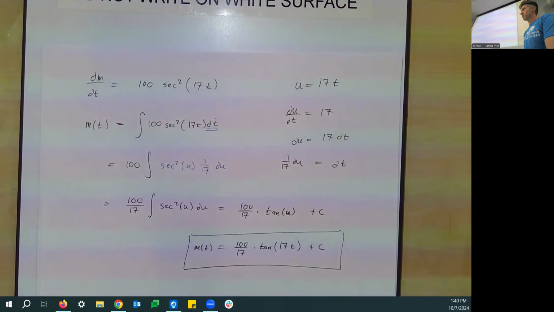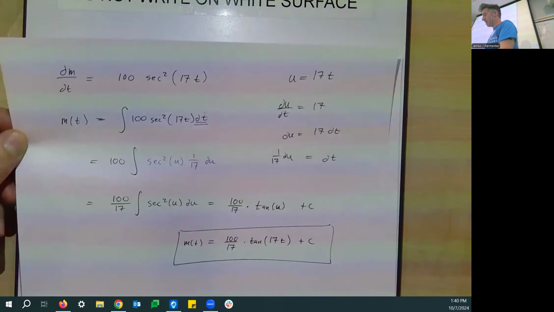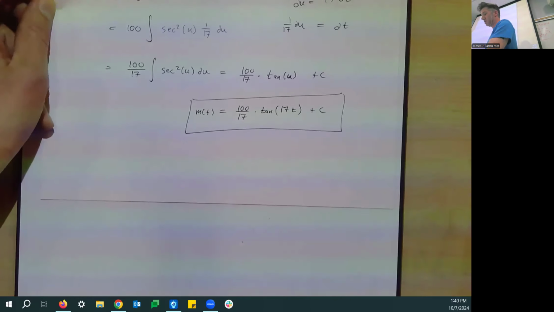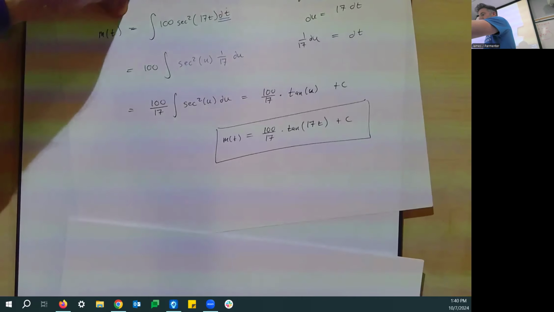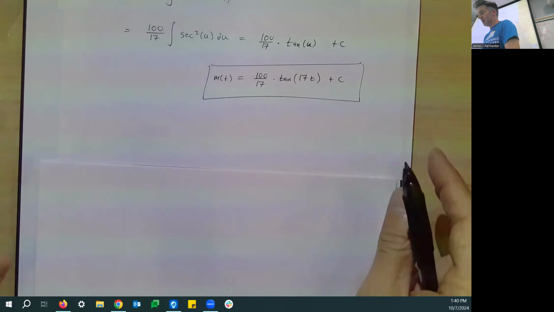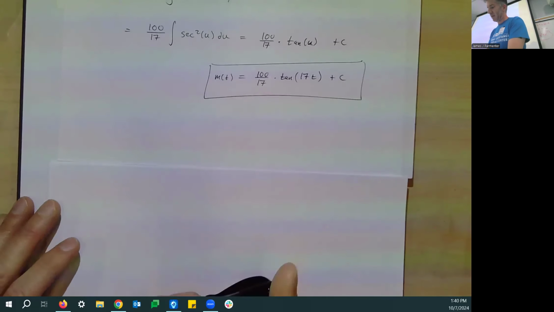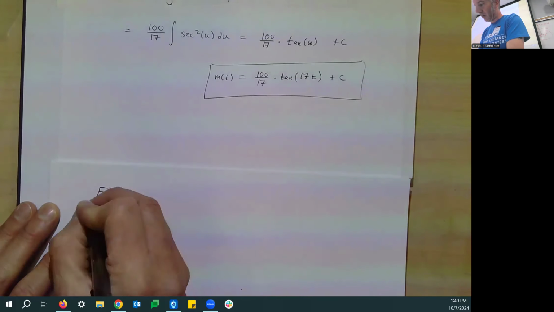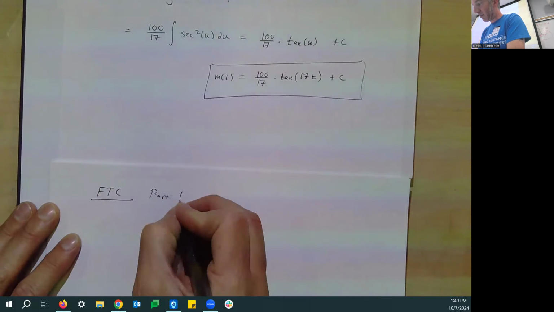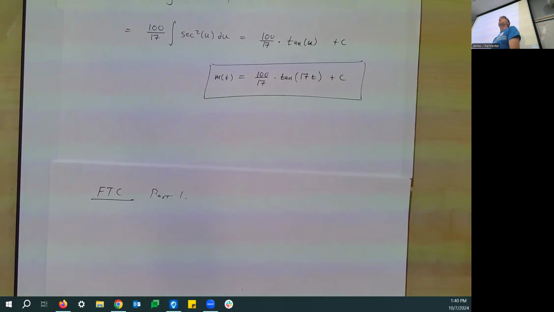Okay. Let's slide into the fundamental theorem of calculus, part 1. The big idea, which is something I've been saying every time, is that the whole point of the fundamental theorem of calculus is that the derivative and the antiderivative undo each other. If you do an antiderivative and then do a derivative, you're going to end up back where you started.